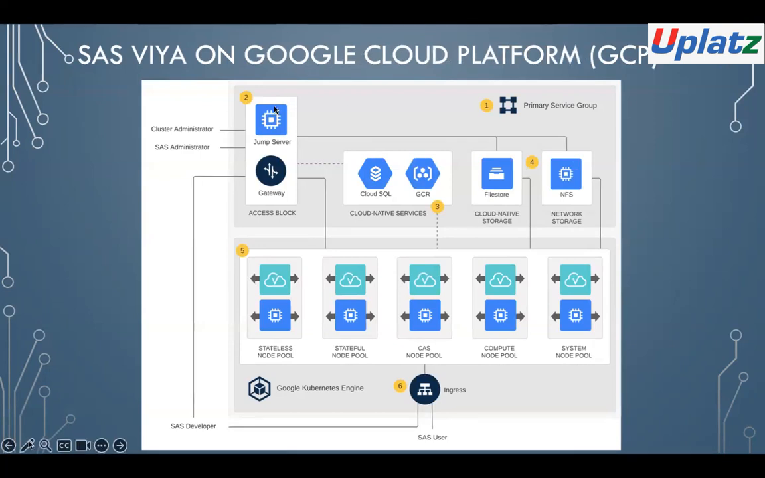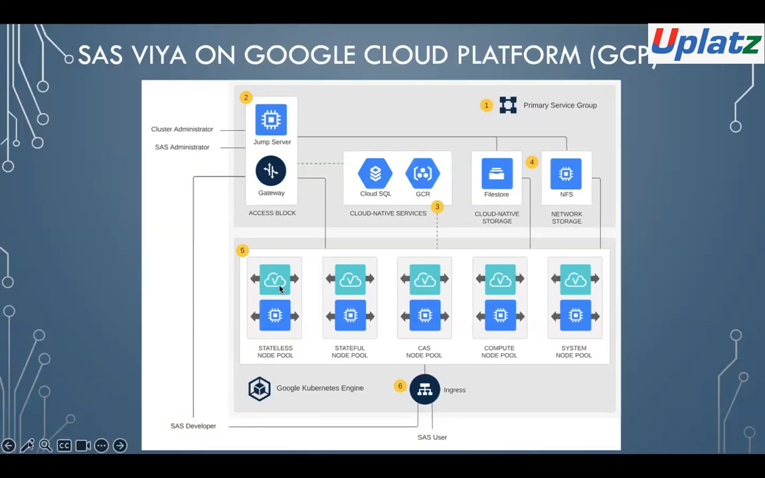And then again, the administrator uses a jump server and gateway to log into the servers, to deploy and update the SaaS software, and to keep the clusters operational all the time. Again, here cloud native services such as Cloud SQL for PostgreSQL and Google Container Registry, GCR, are shown. And cloud native storage, which is Filestore and network file system, NFS, are shown as the required persistent storage.